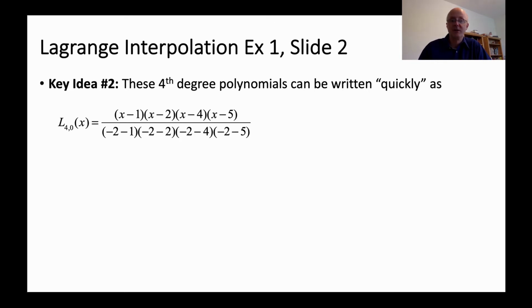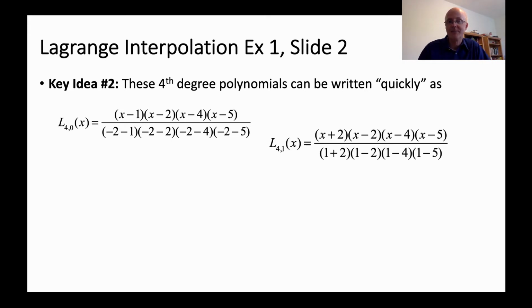The first one, L4,0 of x, would look like this. It's a fraction where the numerator is x minus 1 times x minus 2 times x minus 4 times x minus 5. And the denominator is -2 minus 1 times -2 minus 2 times -2 minus 4 times -2 minus 5. Does this really work? Sure. Notice that when you plug in the 4 nodes x1, x2, x3, and x4, which are 1, 2, 4, and 5, you get 0. Moreover, notice that when you plug in the 0th node, x0, which is -2, the top and the bottom are the same thing. They cancel to give you 1. This does work. And then you just repeat this trick for the other nodes.